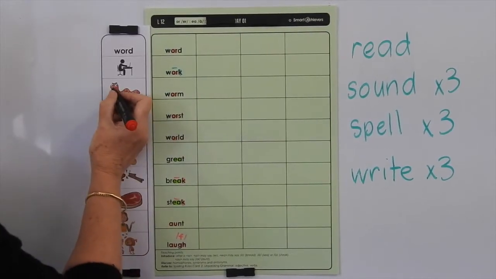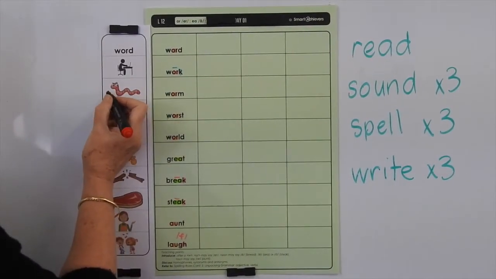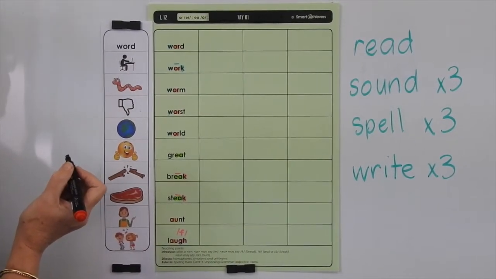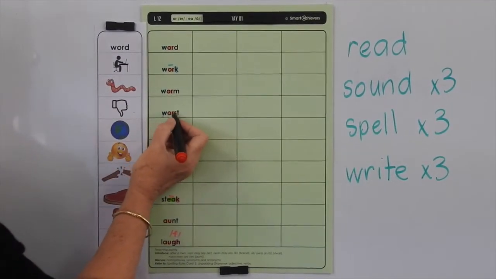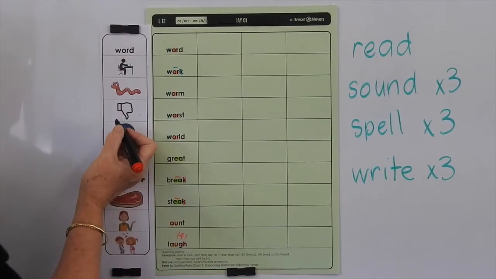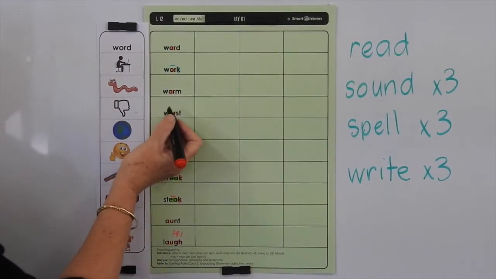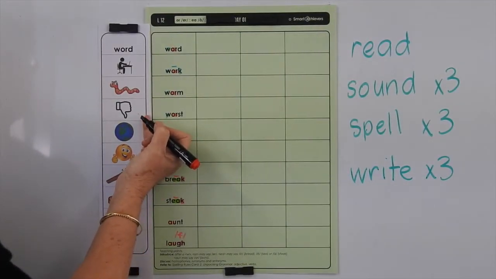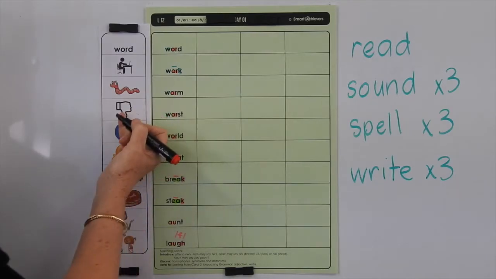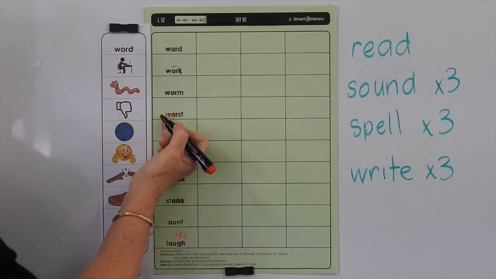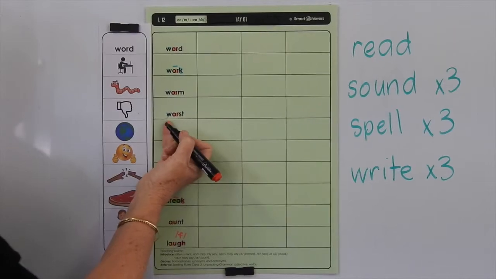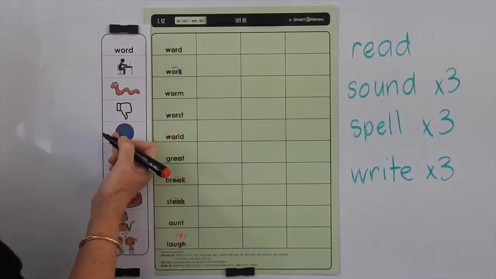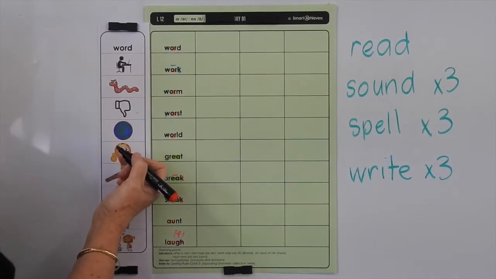A worm is a creature that likes to live in the soil. We like lots of worms in our soil because they make the soil nice and healthy for our plants. The worst is the worst thing that can happen, it is a superlative. You could have something that's bad, you could have something that is worse, like there's a bad banana, that one is worse, but the worst one is the most bad of something. World is the planet that we live on.